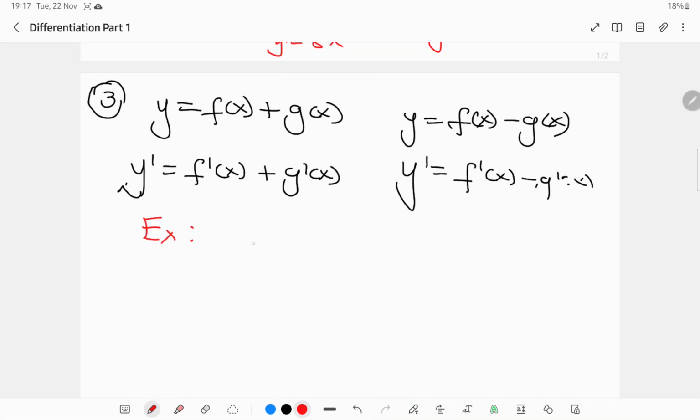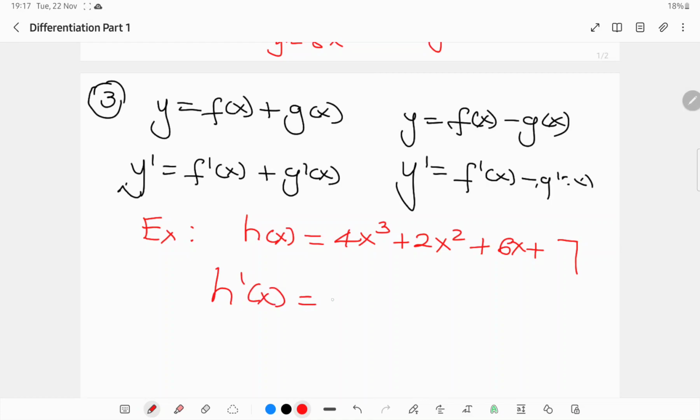Quick example of this. Let's say you have h of x equals maybe 4x to the 3 plus 2x squared plus, okay, let's just say 6x plus 7. You understand? So h prime of this, right? h prime of x becomes what? 12x squared plus 4x plus 6. Yeah.